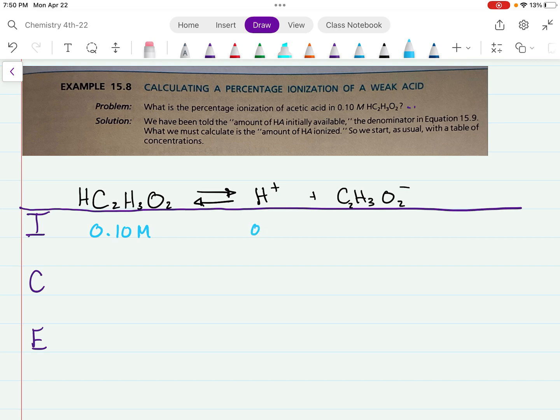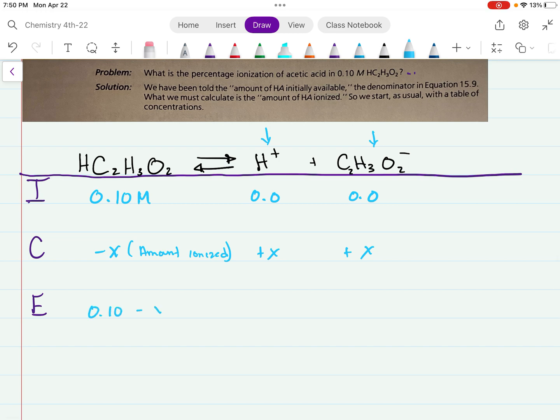Okay, again, the initial concentrations here are 0. The change is going to be minus X. Okay, remember the X is the amount ionized. So this is the amount that's going to be ionized, right? How do I know that? I know that because the X is going to represent this guy here. So the amount that the X represents is how much of that hydrogen ion was released into solution. Now, in this case, this is also going to be a plus X, because, of course, they're all in a 1-to-1 ratio. And then we're going to go ahead and combine everything.